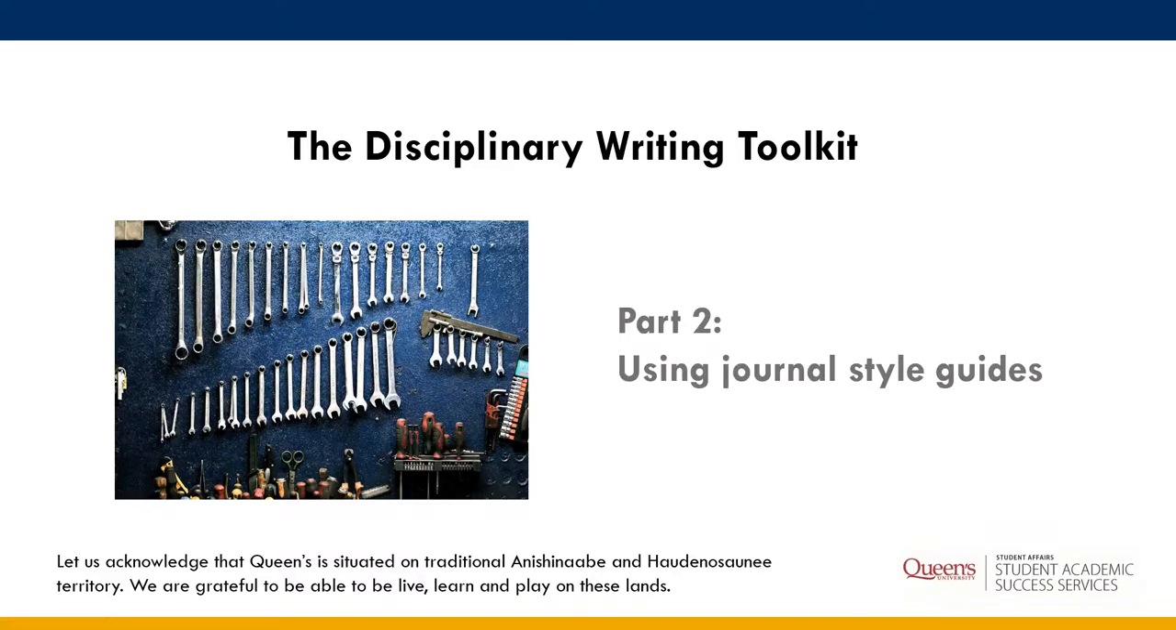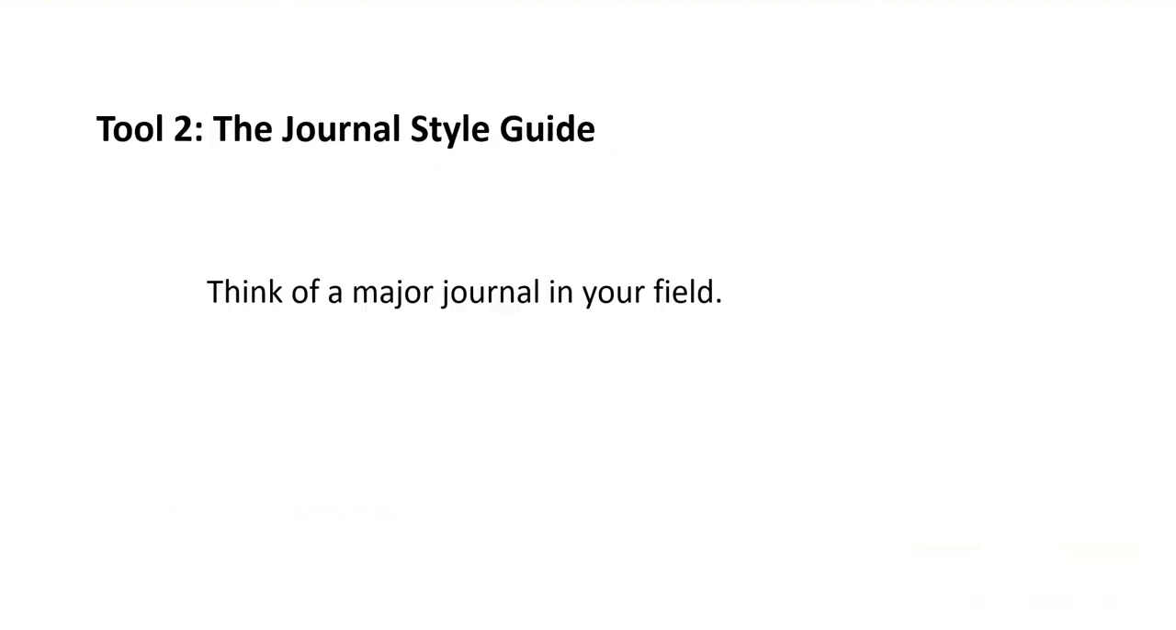Welcome back to the second of Student Academic Success Services' series of videos on improving your writing in the disciplines as a graduate student. Yesterday we were talking about using style guides like Chicago, MLA or APA to improve your writing, but today we're going to talk about a tool that is a little bit more specific as you begin to think about targeting certain avenues for publishing or maybe future career prospects. And that is using journal style guides.